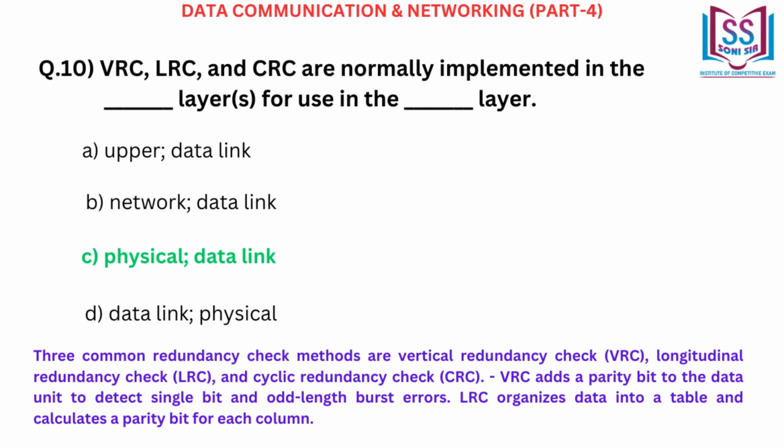Three common redundancy check methods are vertical redundancy check, VRC, longitudinal redundancy check, LRC, and cyclic redundancy check, CRC. VRC adds a parity bit to the data unit to detect single bit and odd length burst errors. LRC organizes data into a table and calculates a parity bit for each column.